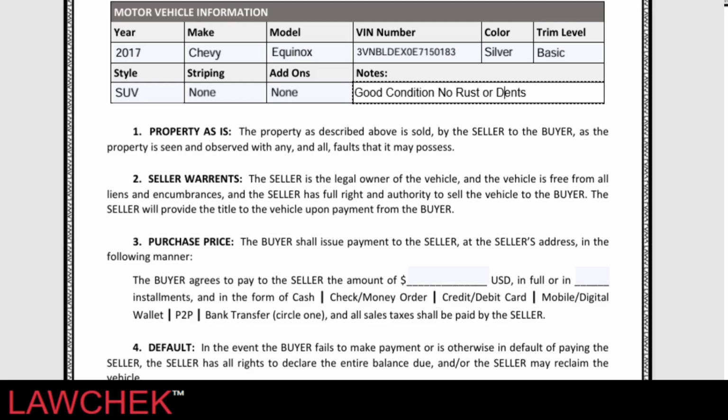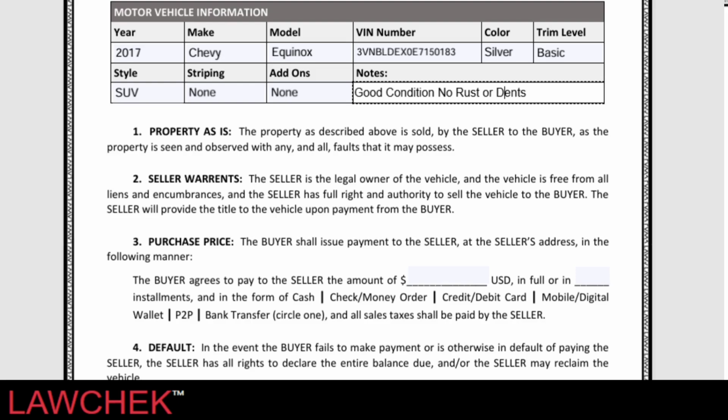Then that comes into part 2, seller warrants. This is a warrant that you have the title to the vehicle, that you are the owner of the vehicle, that there's not a hidden mortgage on the vehicle, that there's not a hidden owner on the vehicle. So that is what you as a seller want to warrant in this part of the bill of sale.